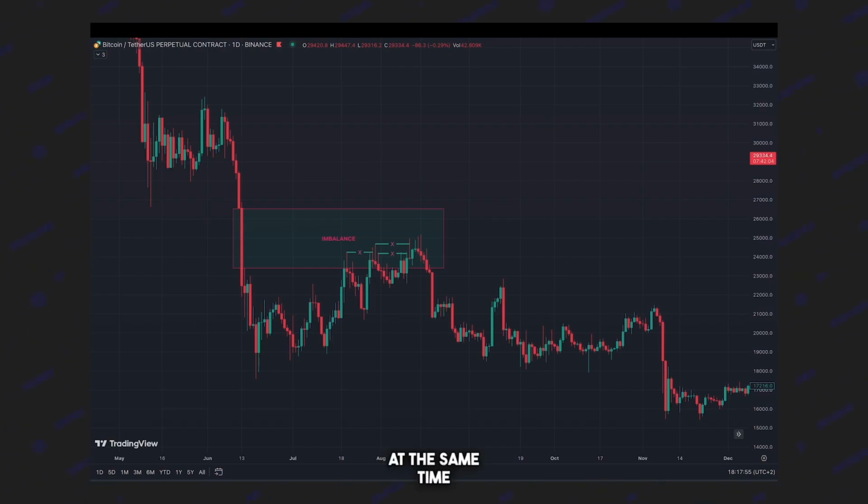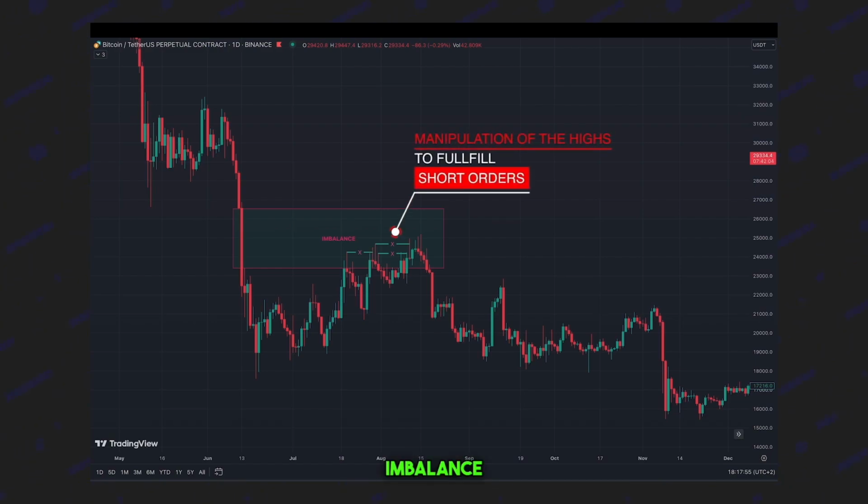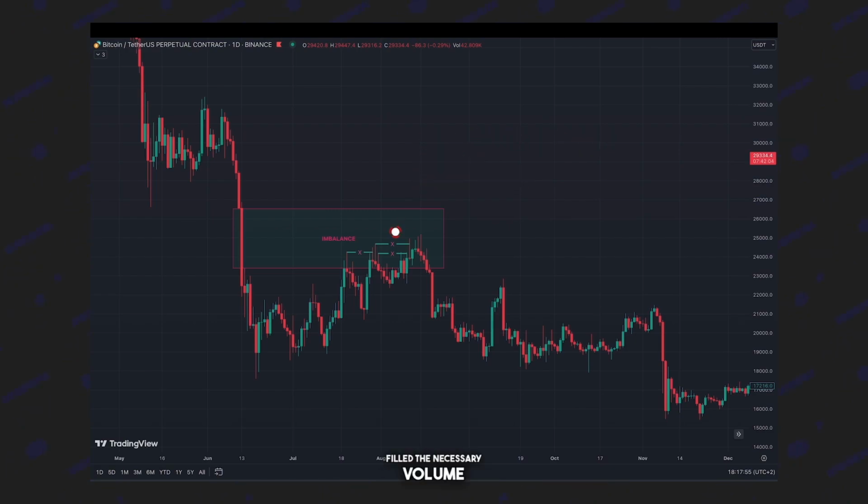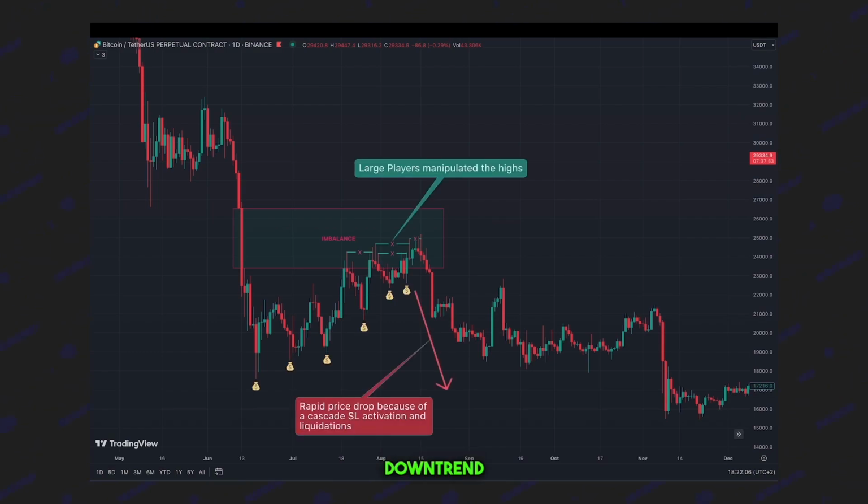At the same time, smart capital, performing such manipulation in the imbalance area, filled its short orders, and after it filled the necessary volume, we saw the final small upward movement followed by a rapid downtrend movement. That was a cascade activation of stop losses of those who were tricked into long positions by the previous upward movement.